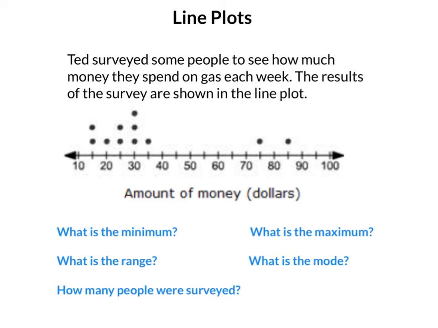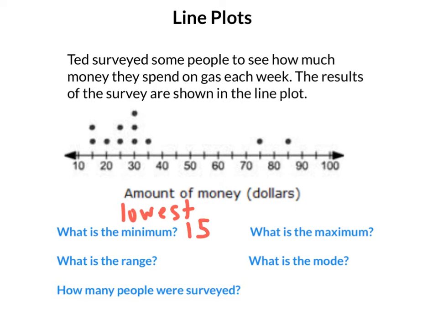So first, what is the minimum? The minimum is the lowest number in your line plot. So in this case, that lowest number is going to be over here, and it's halfway between 10 and 20, so it's 15. So our minimum is 15.